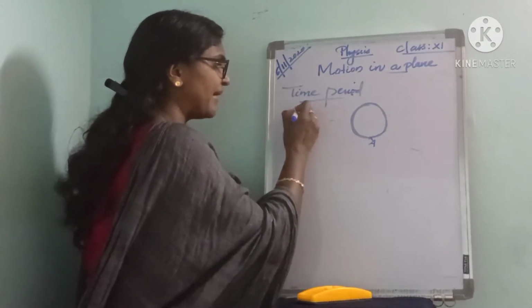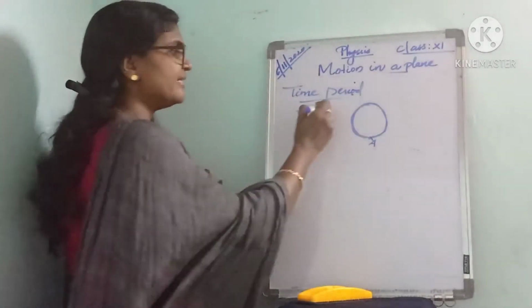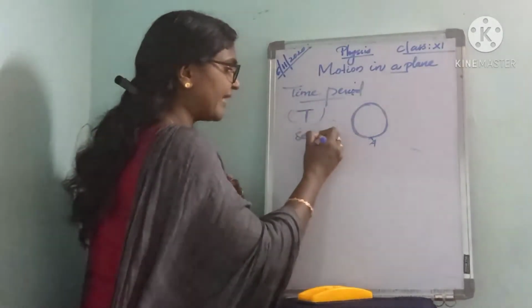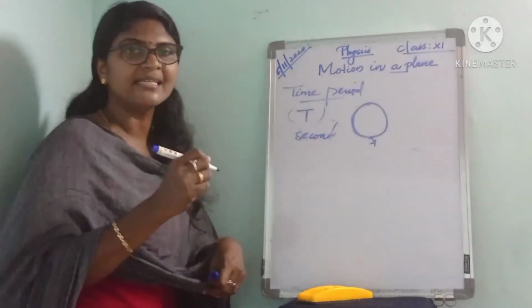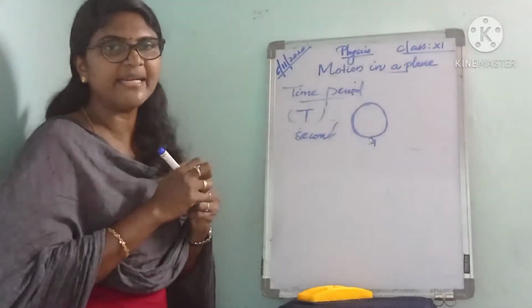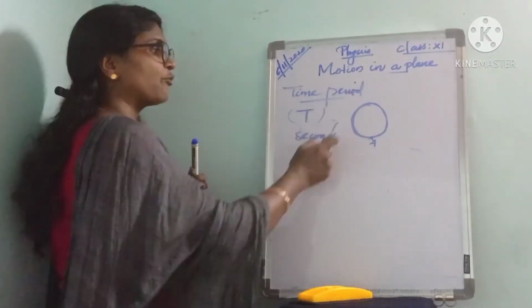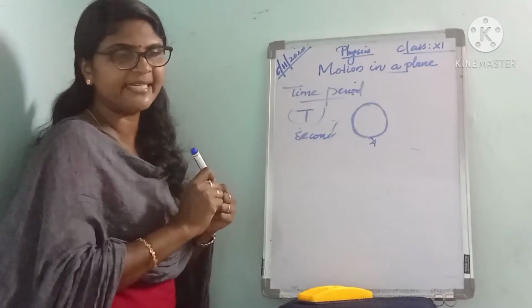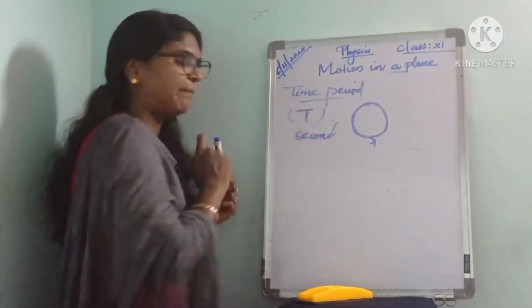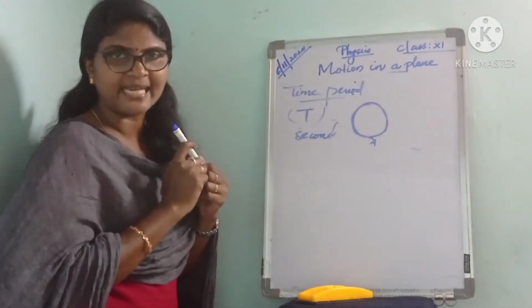It is represented by capital T, and its unit is second. The time period is measured in seconds. What is time period? The time taken to complete one revolution around a circular path is called the time period. It is represented by the letter capital T and its unit is second.